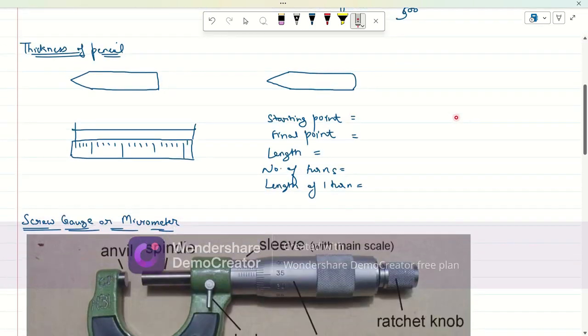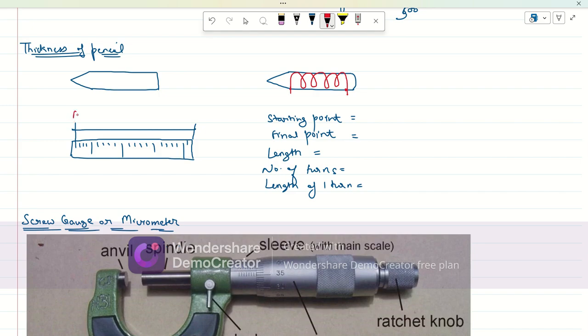Now how can we measure the thickness of a pencil? For example, I give you this pencil and you have to measure its thickness. For measurement of the thickness, the first technique we can use is to take a thread and wind the thread around this pencil like this. I have made 4 turns around this pencil. Now you will unwind the thread.